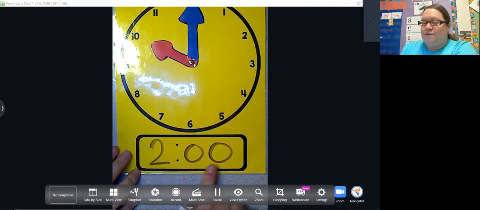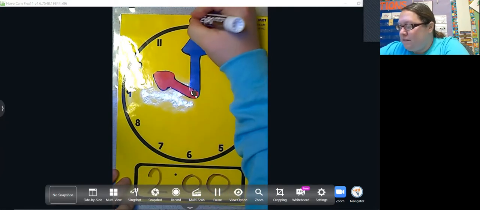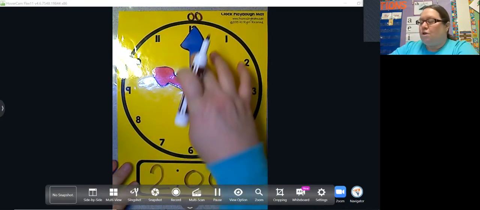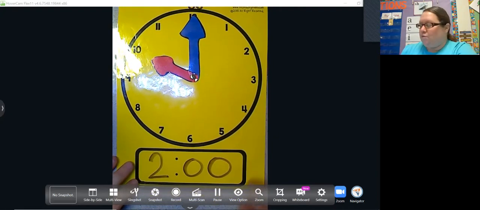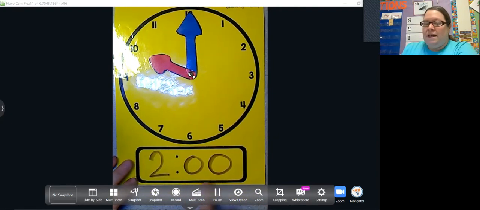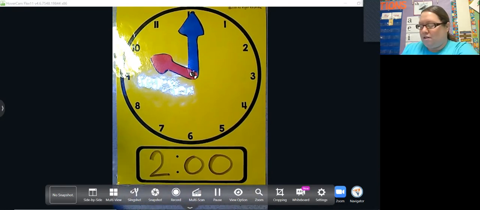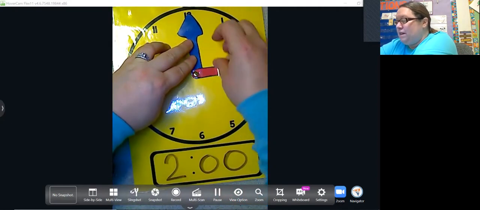So this 00 is up here on the 12. 12 is 00. So I'm going to put my 00 up there just so I know that's the 12, and you can do that. So we're going to leave our blue arrow on this 12 the whole time today, okay? Because we're going to make all of our times 00. Now, this tells me it's 2 o'clock, which means that's the hour, okay? It goes hour, then minutes, hour, minutes. So I have the hour at 2 o'clock. So I need to move my red arrow around so it's pointing at the 2.